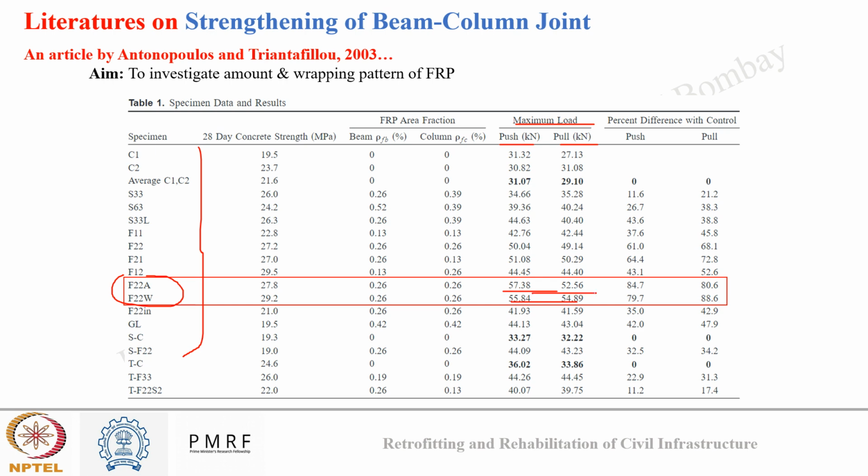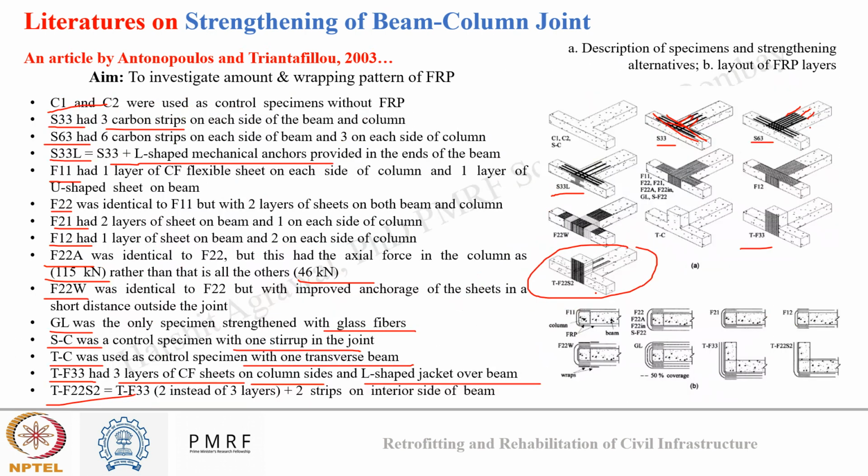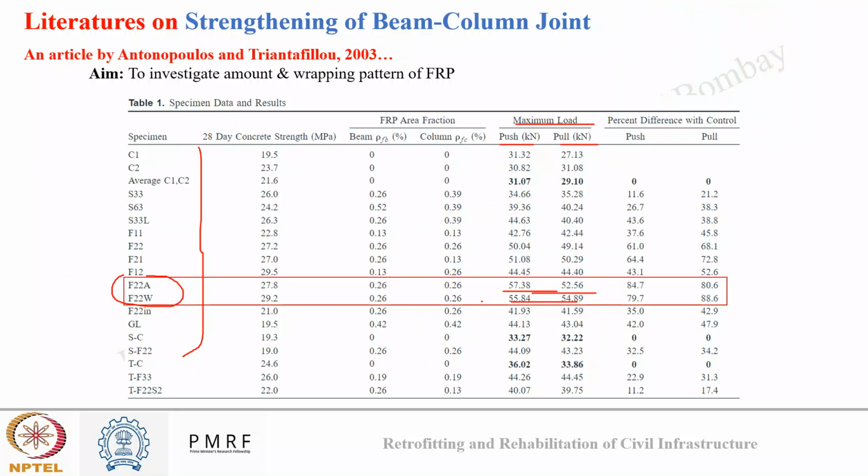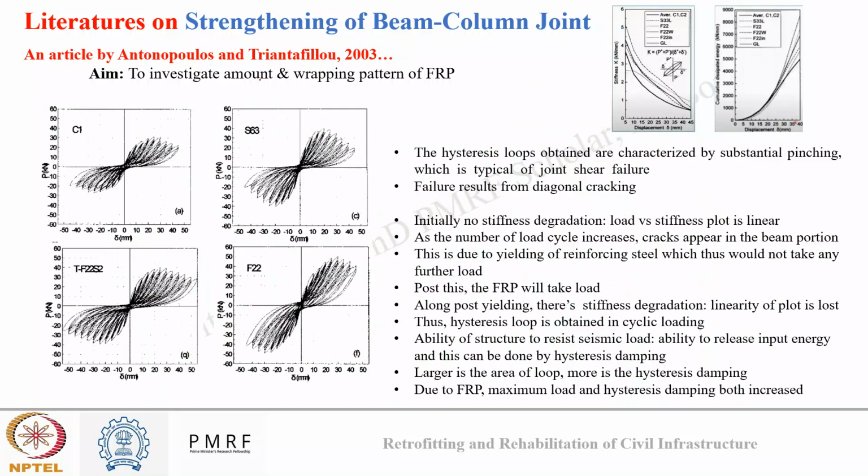So F22 and F22W were the assemblies where sheet was used. F22W was identical to F22, but they had an improved sheet and they had anchorage also. So you can see sheets were performing better than the rods, and anchorage was enhancing the performance. And how did they obtain the result from the data acquisition system?